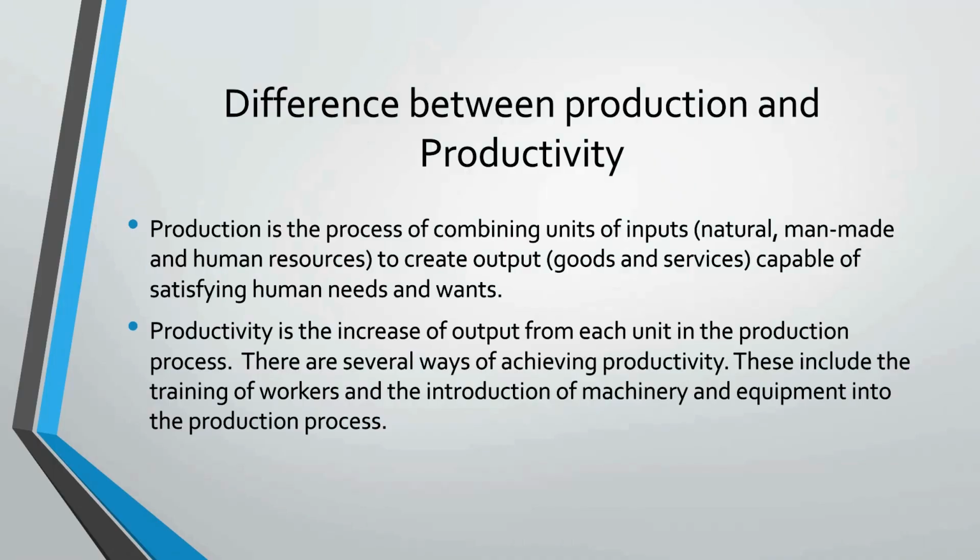So every time you add another unit of input in the production process, we're expecting to get an increase in output. Now, there are several ways of achieving productivity. These include training of workers and the introduction of machinery and equipment into the production process.